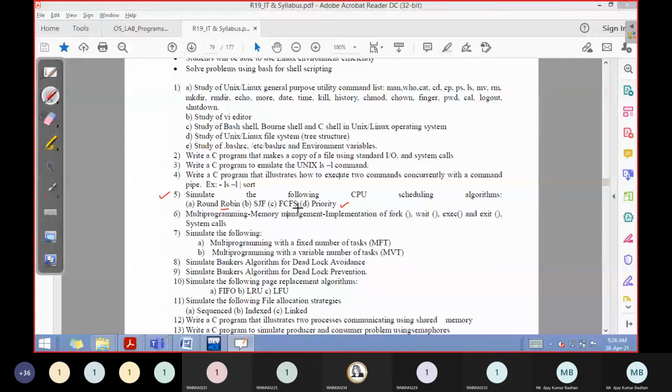So round robin, SJF, FCFS, and priority. Today we are going to discuss this. Along with that, we are going to discuss something called multi-programming memory management implementation. These are the system calls we have: fork, wait, exec, exit.